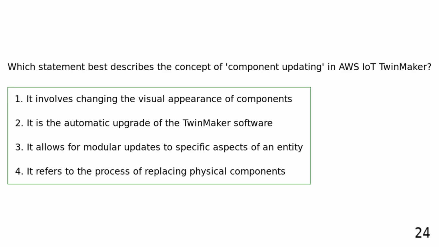Which statement best describes the concept of component updating in AWS IoT TwinMaker? It involves changing the visual appearance of components. It is the automatic upgrade of the TwinMaker software. It allows for modular updates to specific aspects of an entity. It refers to the process of replacing physical components.